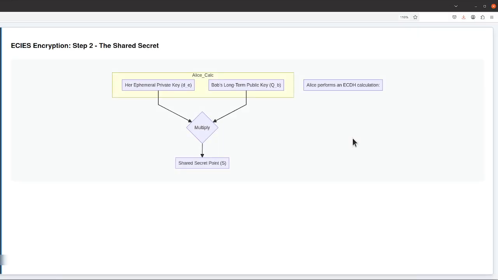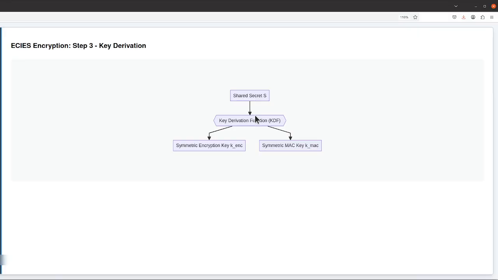ECIES encryption. Step 2: the shared secret. Now, Alice performs an ECDH key exchange. She takes her ephemeral private key, D_E, and Bob's long-term public key, Q_B, and multiplies them together to compute a shared secret point, S. Because of the properties of Diffie-Hellman, we know that Bob will later be able to compute this same secret point using his private key and Alice's ephemeral public key. This shared secret is the foundation for the encryption keys.